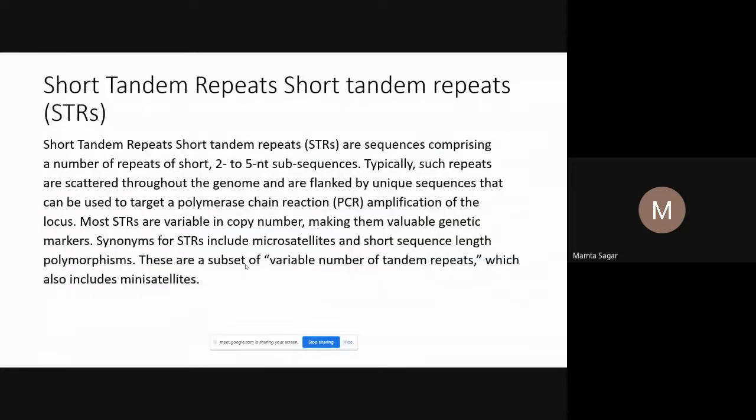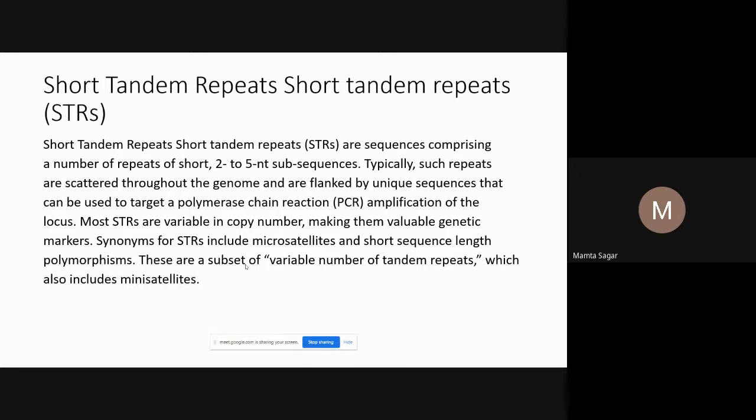Short tandem repeat, STR. What is this? Short tandem repeats: tandem means not random, this is highly organized. Random is not organized, but in tandem repeats, tandem is the antonym of random, so tandem is highly organized. Short tandem repeats, STRs, are sequences comprising a number of repeats of short 2 to 5 nucleotide subsequences.